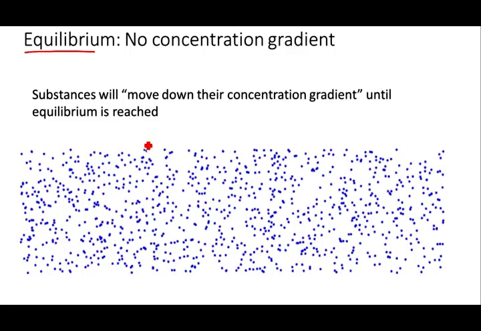Equilibrium is when things are completely mixed, and there's no more concentration gradient. One thing to keep in mind is that the molecules are still moving around and banging into each other. There's just no additional mixing to occur because they're fully mixed.